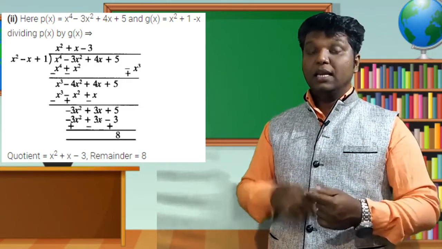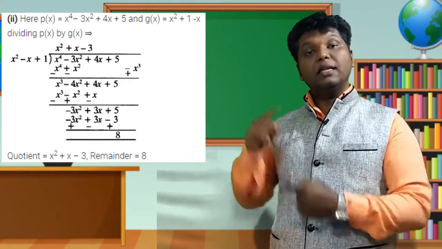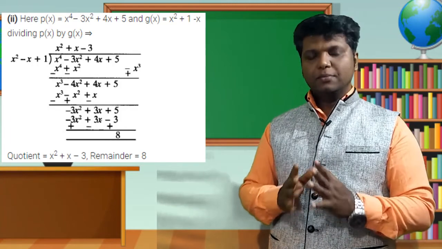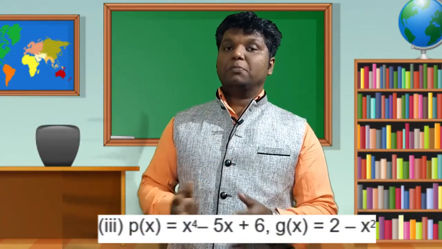Keep this in your mind. Change the sign of the second number, then you have to add them. Is that clear? That's it. Third question. X raised to 4 minus 5x plus 6.